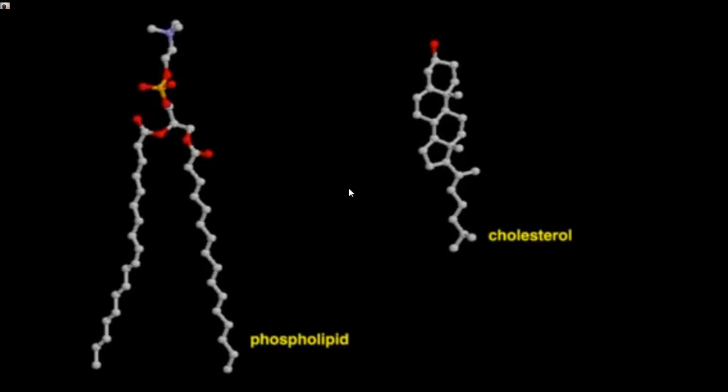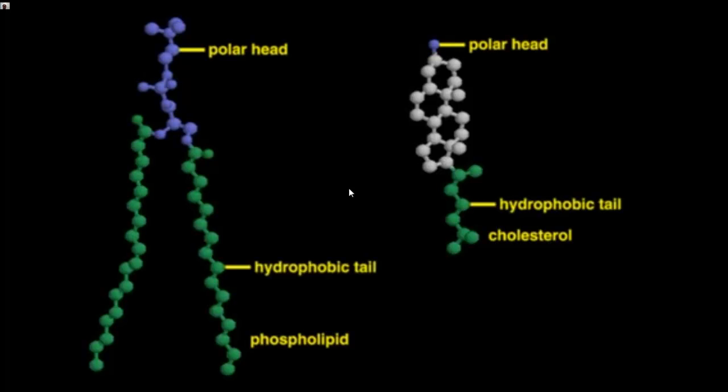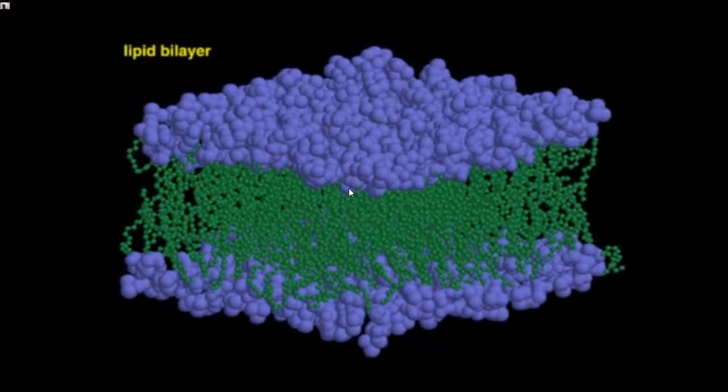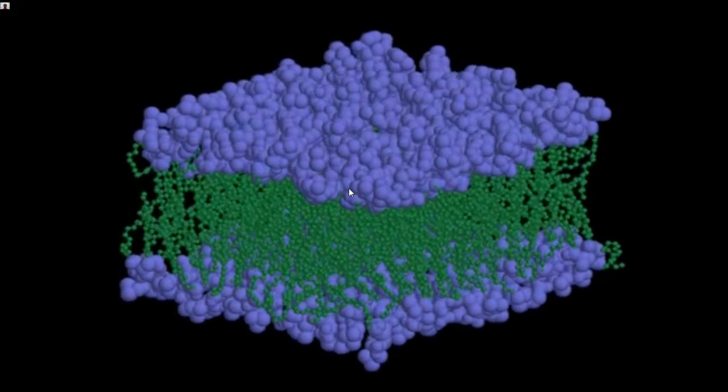Cholesterol is another lipid component of most cell membranes. It has a hydroxyl group, a tiny polar head group, so to speak, attached to a rigid hydrophobic tail. Cholesterol can fill gaps between phospholipids and thus stabilizes the bilayer. In a lipid bilayer, lipids arrange themselves so that their polar head groups are exposed to water, and their hydrophobic tails are sandwiched in the middle.